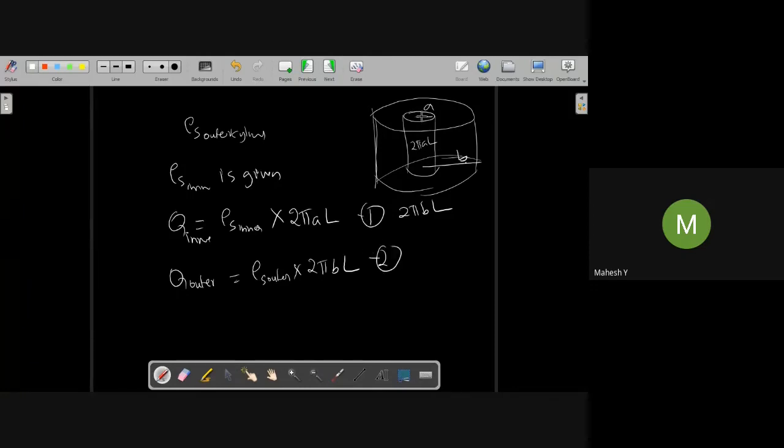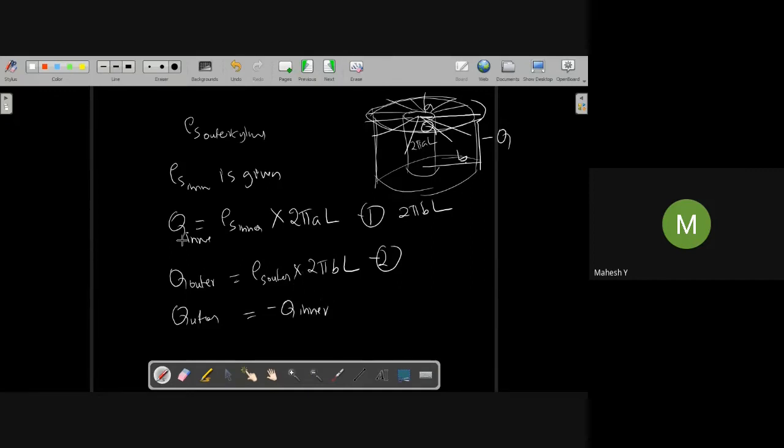But as we know, this will induce flux in the outer cylinder. So the flux will be coming from the inner cylinder to the outer cylinder. So if the inner is plus Q, the outer will charge as minus Q. So Q outer is equal to minus Q inner.